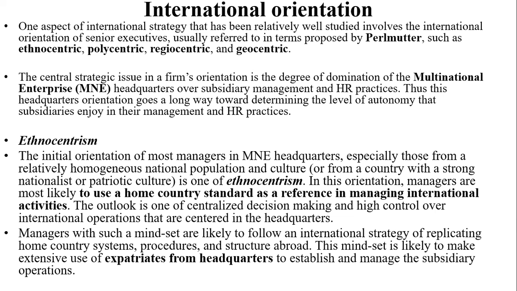For that reason, one aspect of international strategy that has been relatively well studied involves international orientations of senior executives, usually referred to in terms proposed by Perlmutter as ethnocentric, polycentric, regiocentric, and geocentric. So when you are asked about the international orientations which may be adopted by multinational enterprises to manage their human resources, they are these four terminologies: ethnocentrism or ethnocentric, polycentrism or polycentric, regiocentrism or regiocentric, and finally, geocentrism or geocentric. So we are going to take them in turns.